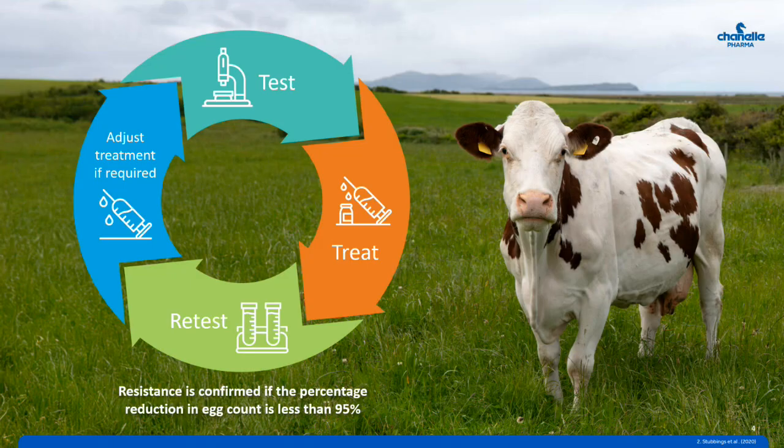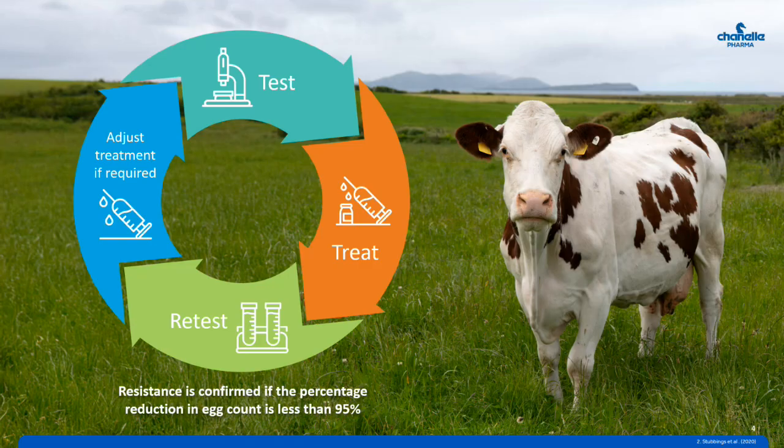So there are 4 basic principles of parasite control to remember. The first of these is test before treatment, identify the problem and the level of problem, treat with an appropriate active based on those test results, and after treatment, retest to check for the success of treatment and to identify any potential resistance issues. Based on the retesting, adjust treatment if required.